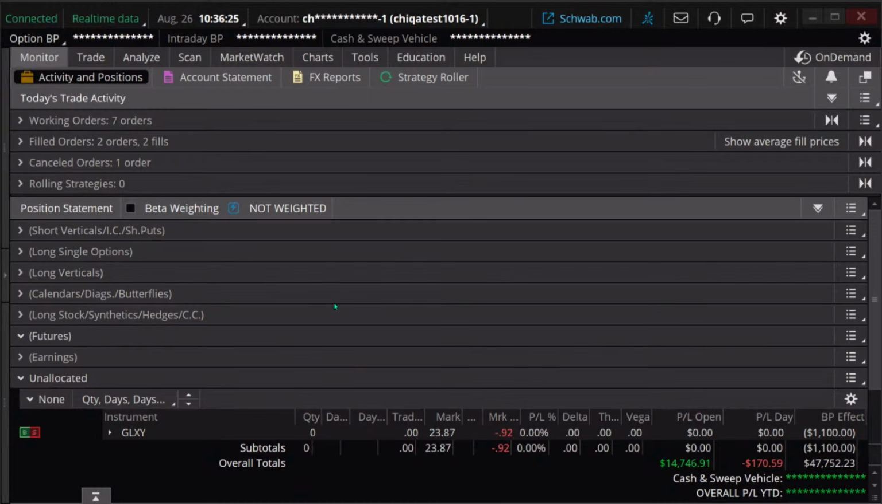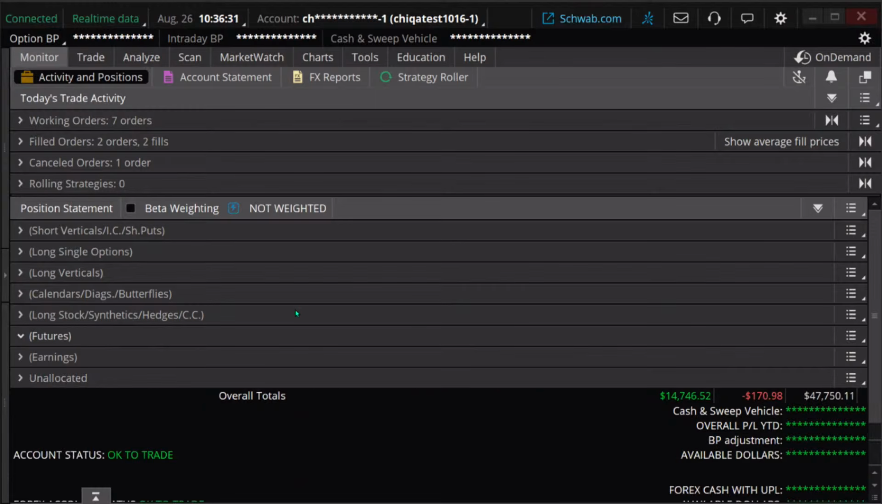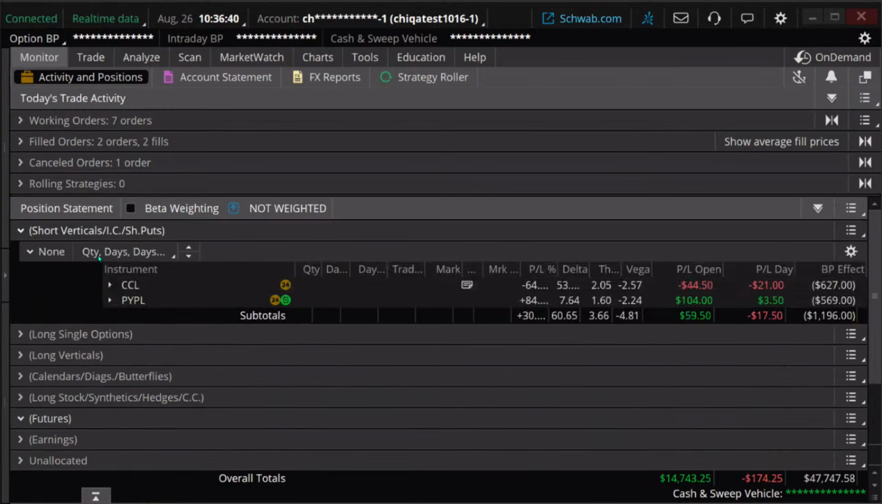If things weren't already bad enough on Nike, they actually got hit harder after the Dick's news as well. Okay, so I think that's the volume on that. Okay, so that's our long verticals. We kind of talked about managing those. Let's go to short verticals.